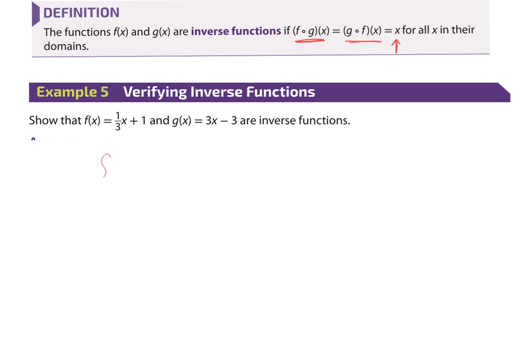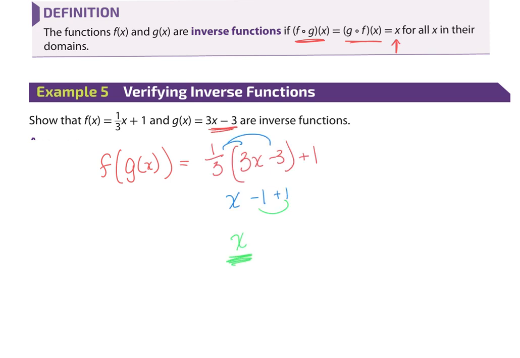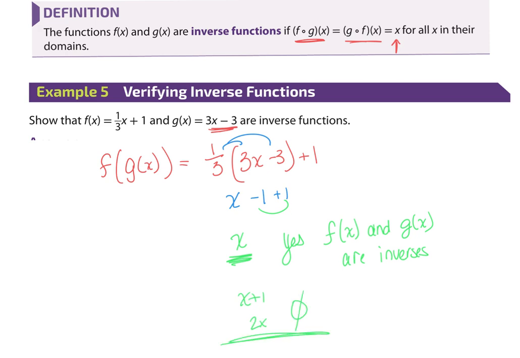So if I were to check to see if these were inverses, it doesn't matter what order. I'm going to take that f function and plug in my g function and add 1. And then I'm going to just simplify, distribute. I would get x minus 1 plus 1. When I simplify, I get x. This means that yes, f of x and g of x are inverses. If I got anything else, let's say I got x plus 1, or 2x, it would be no, they are not inverses of each other.